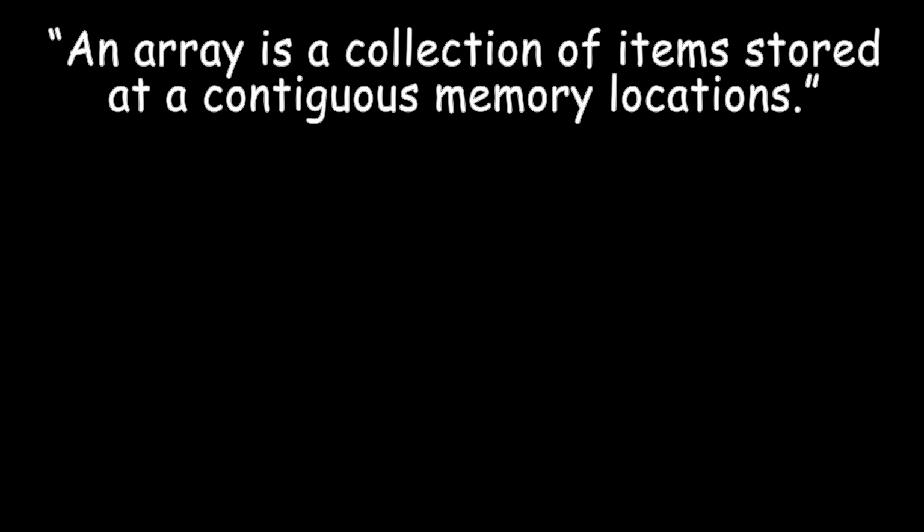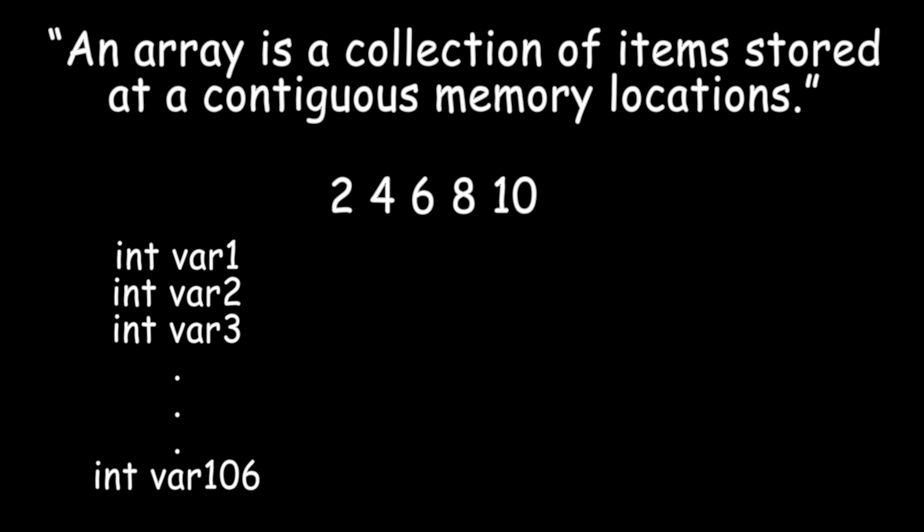An array is a collection of items stored at a contiguous memory location. What does it mean? Suppose you want to store 2, 4, 6, 8 and 10 in the memory of your computer. You can create a variable for each of the numbers. But what if you wanted to store a million digits? Then you would have to create a million variables, which is inefficient and time consuming. Instead, you could use an array.